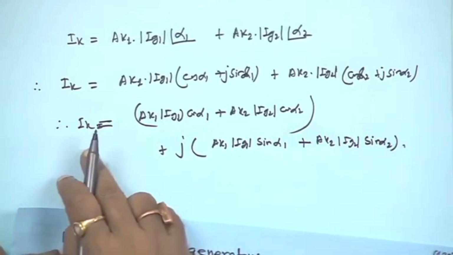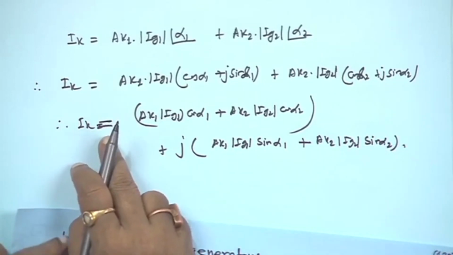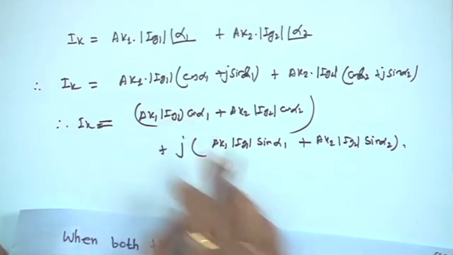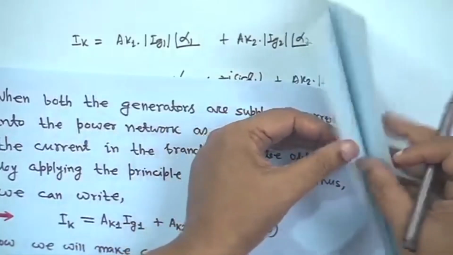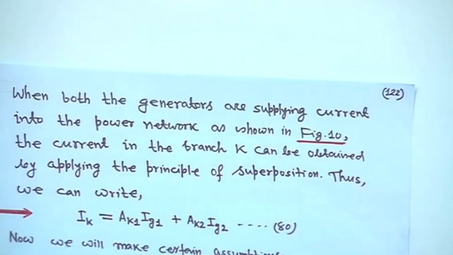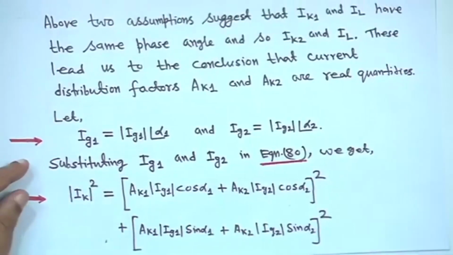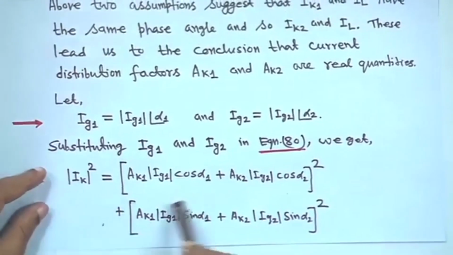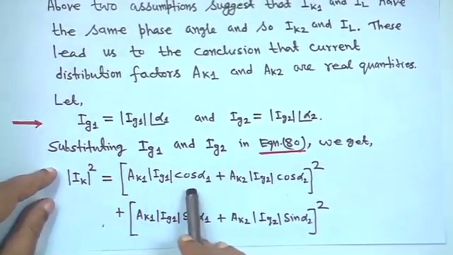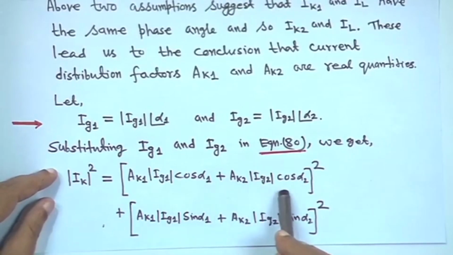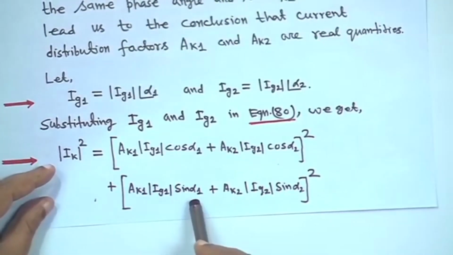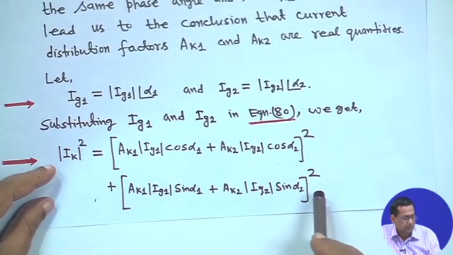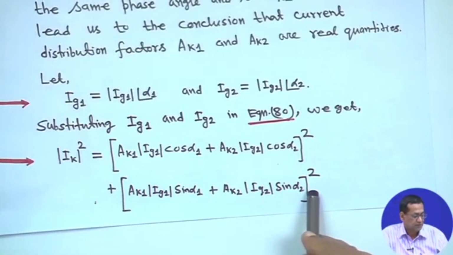So, what you do? You take the magnitude of this and then square it. If you do so, you will get magnitude of I_k squared is equal to (A_k1 |I_g1| cosine alpha 1 plus A_k2 |I_g2| cosine alpha 2) whole squared, plus (A_k1 |I_g1| sin alpha 1 plus A_k2 |I_g2| sin alpha 2) whole squared, right.